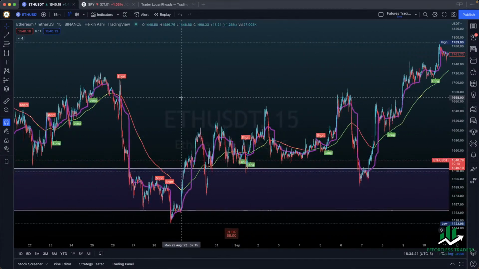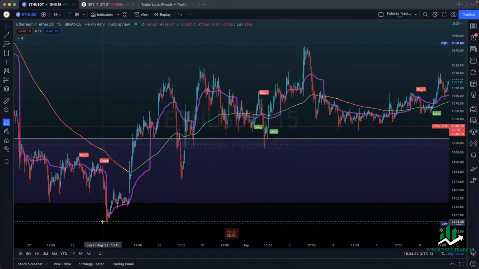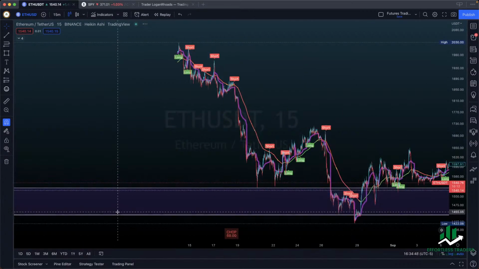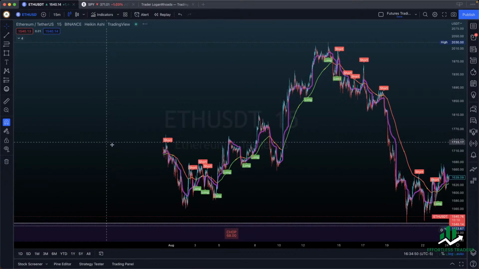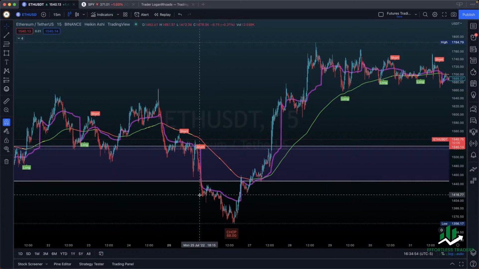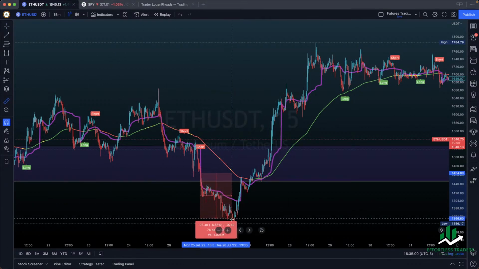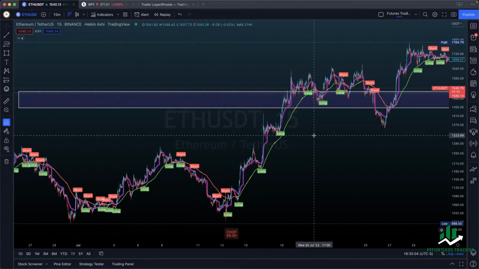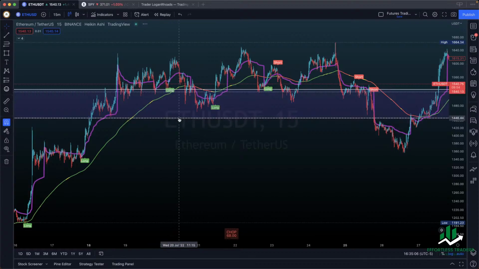Let's see what else. Again, here's that fake out. Yeah, pretty interesting. I'd say that's a good trade. You're trading for about 5%. But yeah, it looks like it works on crypto just fine, Abyss.